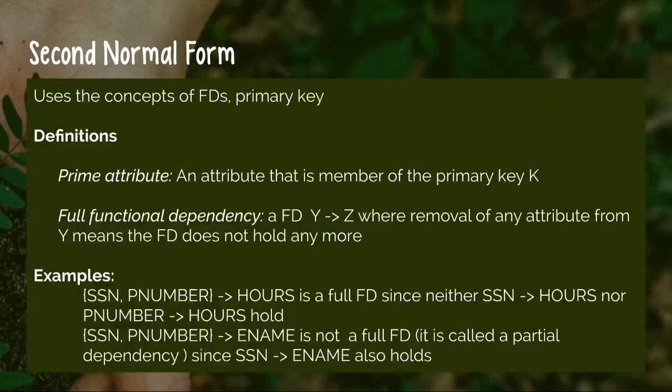Then in the second normal form, or 2NF, the definition says a relation schema R is in second normal form if every non-prime attribute A in relation R is fully functionally dependent on the primary key of R. So all the non-prime attributes of relation R should be fully functionally dependent on the primary key of R. What is this full functional dependency? We can see that the second normal form is based on the concept called full functional dependency.